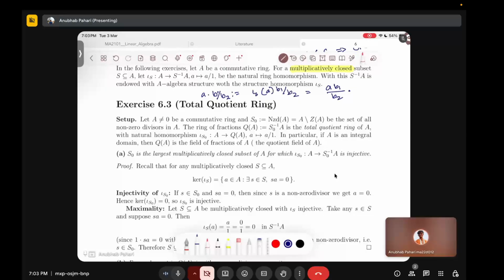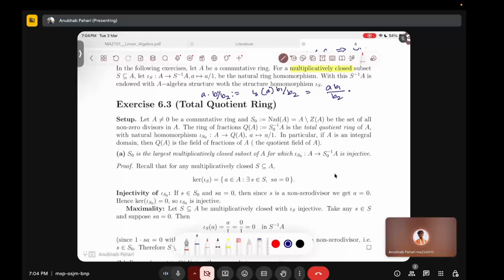You have to check that this is a multiplicatively closed set, which I will not be checking. And this says that the ring of fractions Q(A), S0 inverse A, is the total quotient ring of A with natural homomorphism A going to Q(A). In particular, it says that if A is an integral domain, then Q(A) is the field of fractions of A.